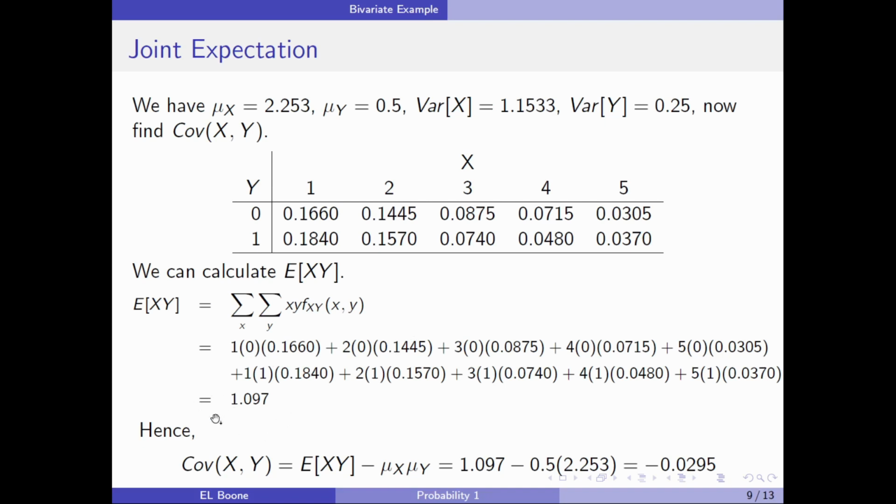And when we do all that and add it up, we're going to get 1.097. We're like, okay, that's not too bad. Feels like you're done, but you're not done. You're using the shortcut formula, so we have to subtract off mu x times mu y. So I've got my number here that I just calculated, the expected value of XY, minus mu of x, which is 2.253, and mu of y, which is equal to 0.5, and this gives you negative 0.0295.